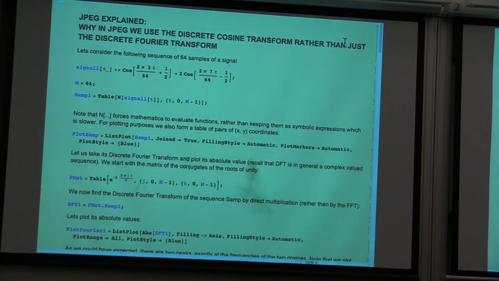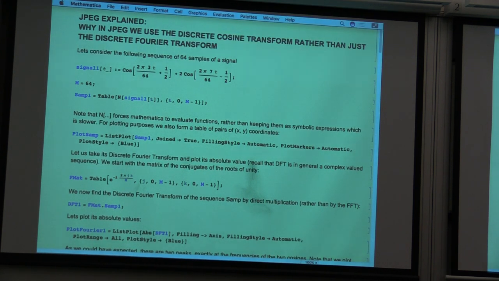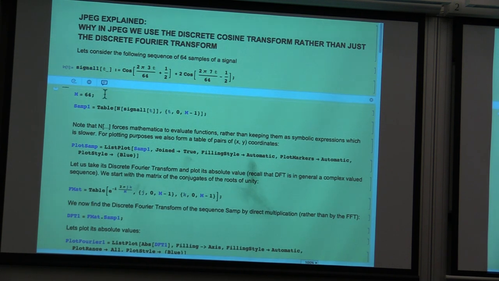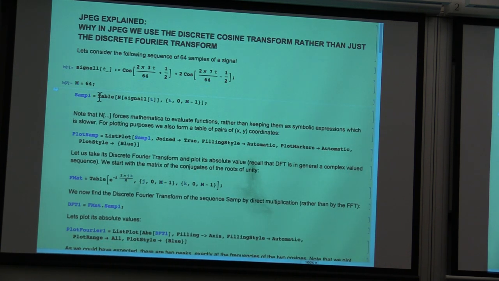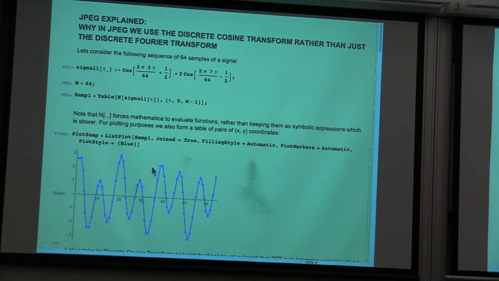So let's see what happens. I told you last time, after all these calculations, that the discrete Fourier transform provides spectral analysis of a signal. So let's see. Here is a simple signal that is just the sum of two cosine waves. Let's take 64 samples of the signal, and plot it and see what it looks like.